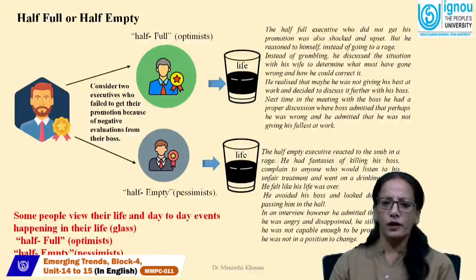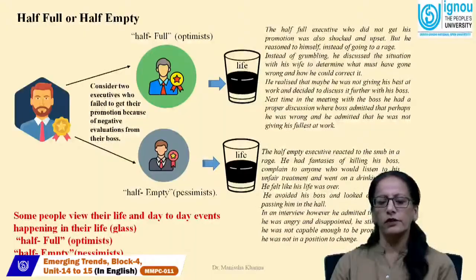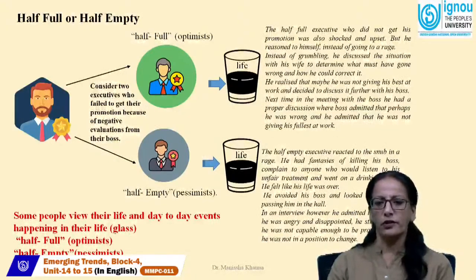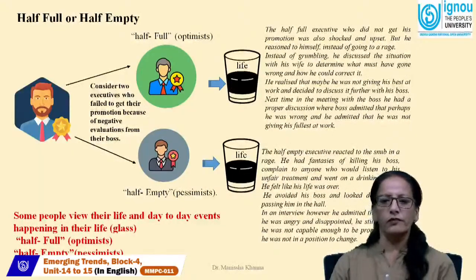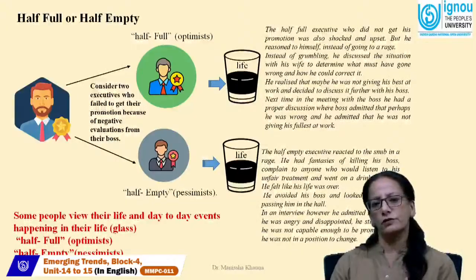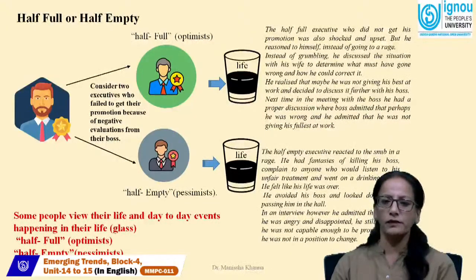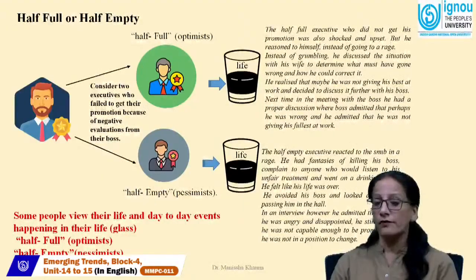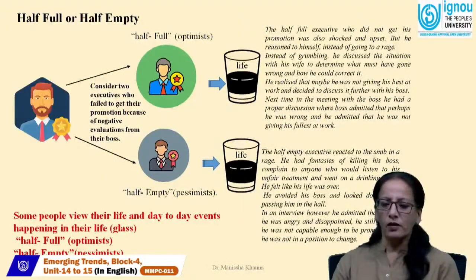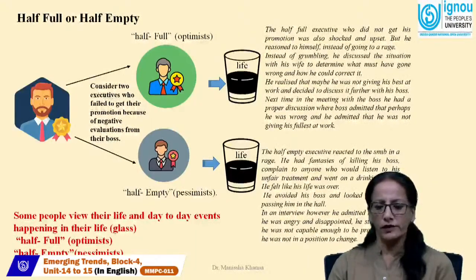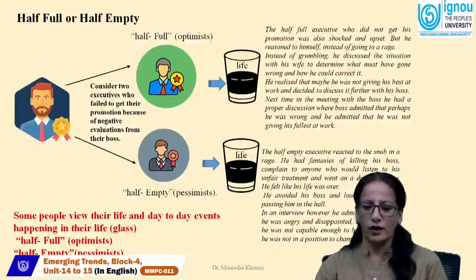Some people view their life in the same way. The day-to-day events happening in their life are symbolized as a glass, whether it is half empty or half full. A person who sees life as half full is considered an optimistic person, and a person who sees the glass as half empty is pessimistic.